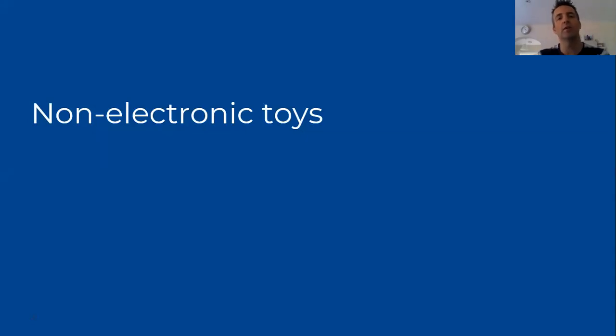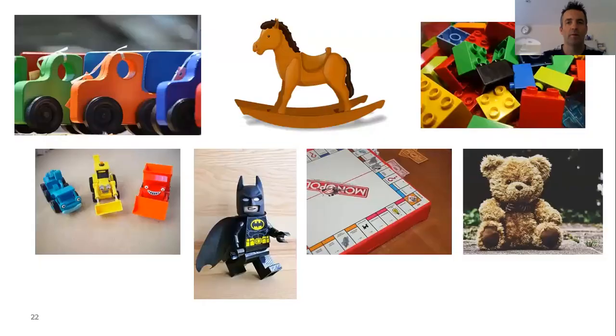So let's have a look at some examples of some non-electronic toys. So here we've got some wooden cars, a wooden rocking horse, plastic blocks, plastic trucks, a plastic Batman character, a board game, and a teddy bear. So these are all examples of non-electronic toys, and you may well have some that are like this at home.